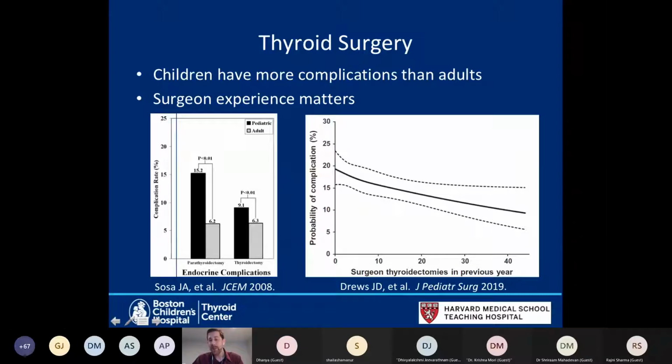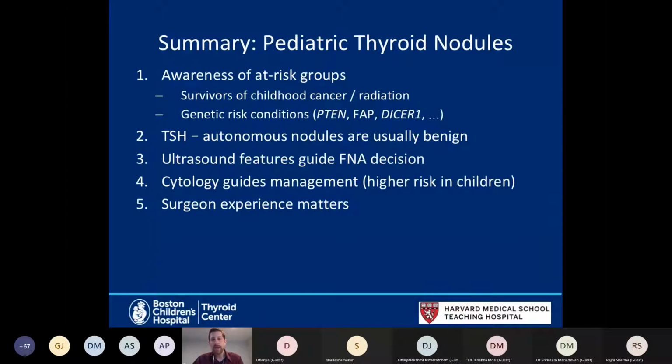Obviously, total thyroidectomies are much higher risk of complications than a simple lobectomy, since you're not putting the other side, parathyroids or recurrent laryngeal nerve, at risk. But still, I think that's important. So I'm going to wrap up right now. I know I've run a little long, but this is kind of a summary.